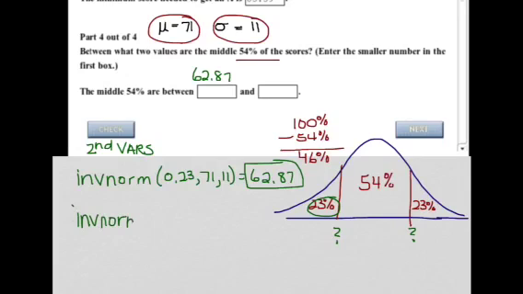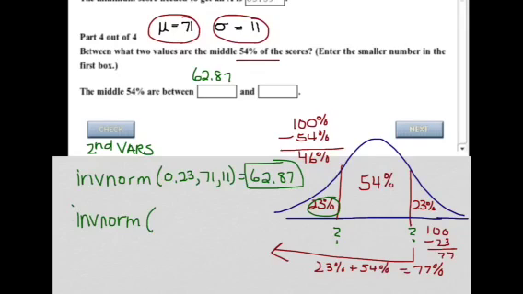And then to find the upper boundary, again, we're going to do inverse norm. But now I have to say what percentage falls to the left. Well, there's 23% plus 54%, and that makes 77%. Or you can take 100% minus 23%, and that also gives you 77. So either way, it's 77%. So I put 0.77, comma the mean, and the standard deviation, and this one comes out to 79.13.